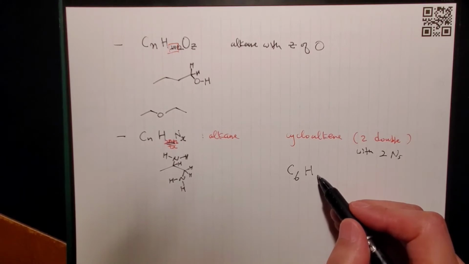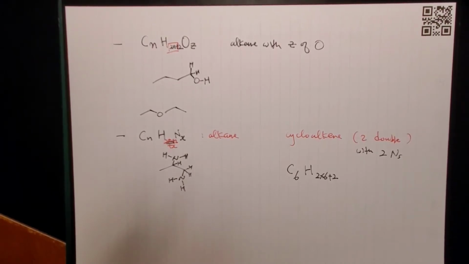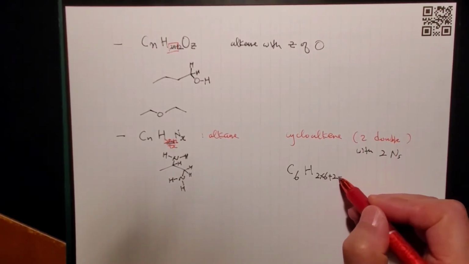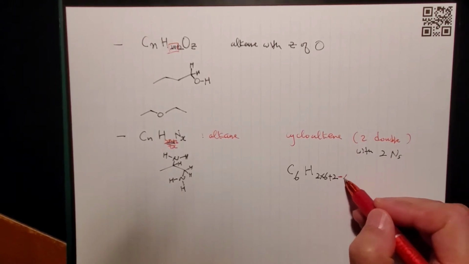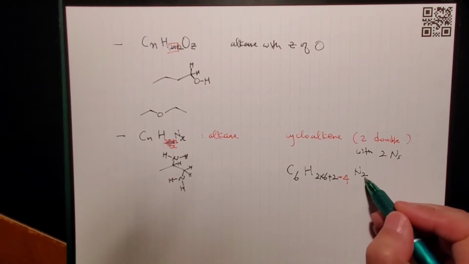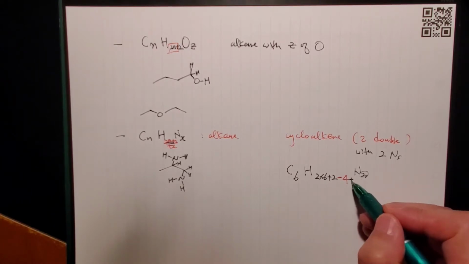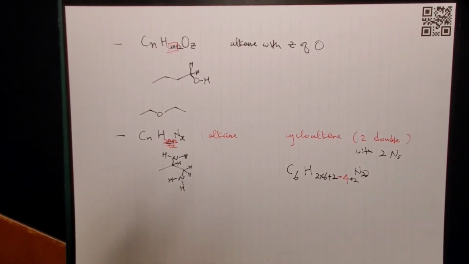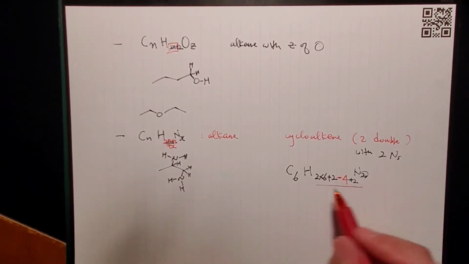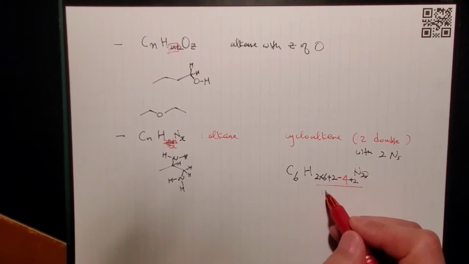to be an alkane you need to have 2 times 6 plus 2. Then to have 2 double bonds you need to lose 2 each, so 4 hydrogens. Then, in order to have 2 nitrogens, each nitrogen adds 1 more hydrogen. So there are 2 nitrogens, so 2 more. Therefore, you have 14, then 10, then 12. So a total of 12 hydrogens.